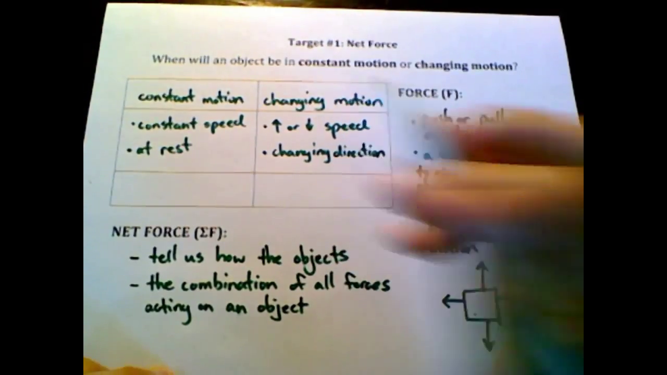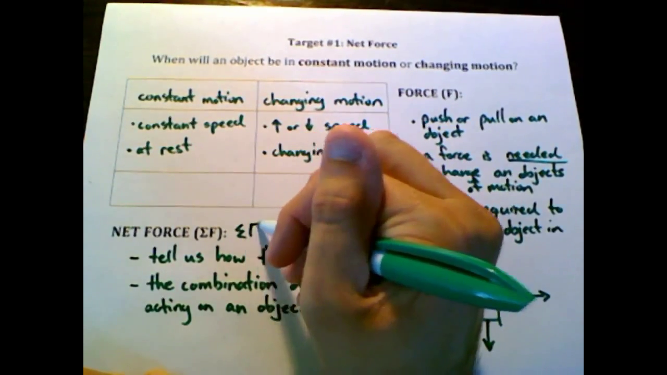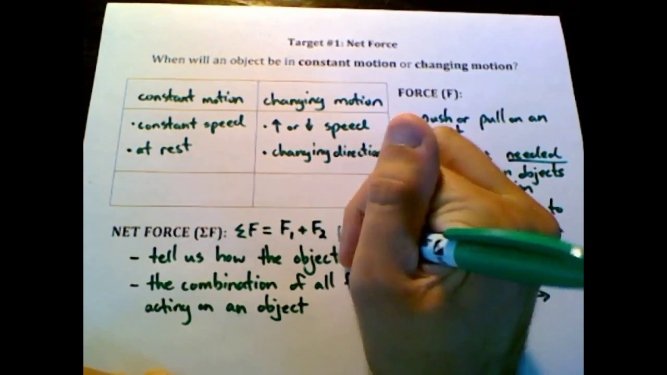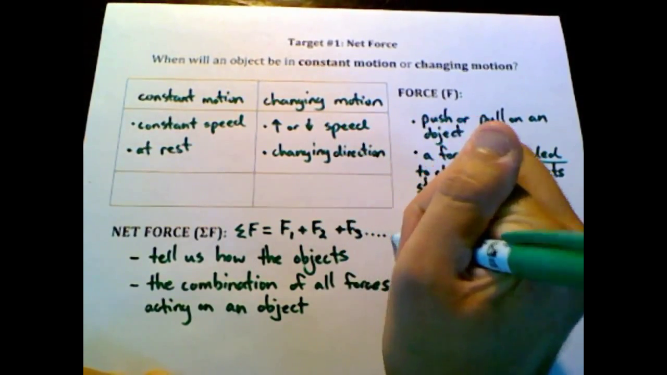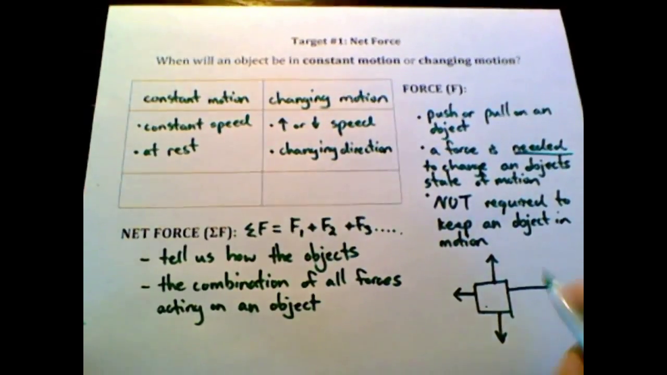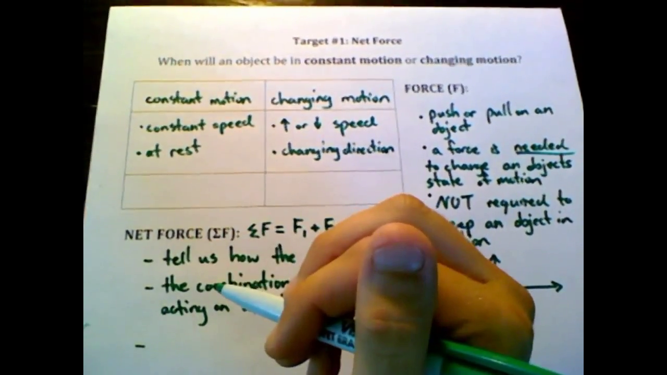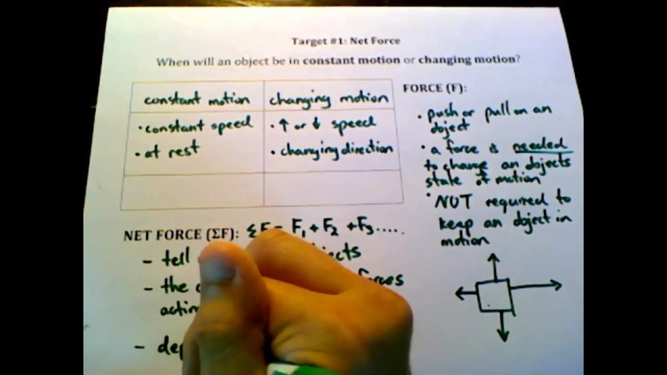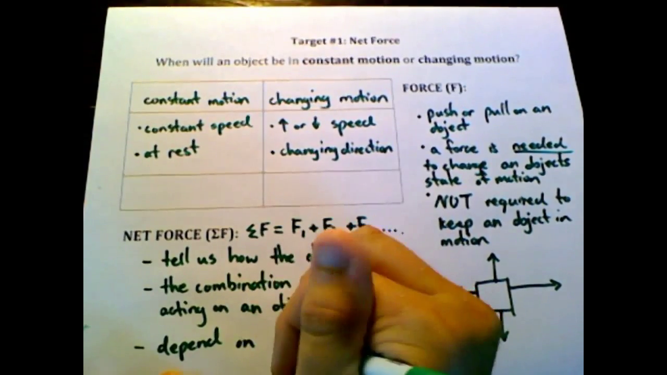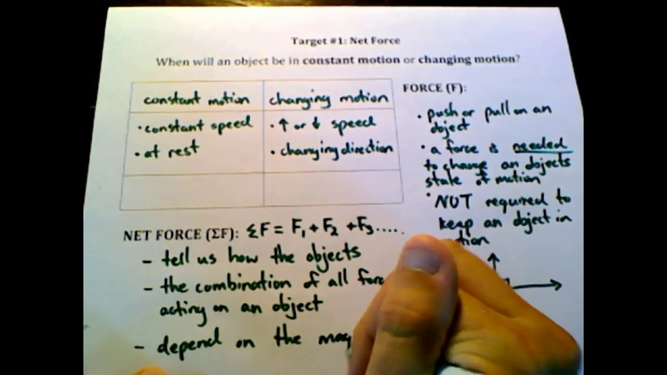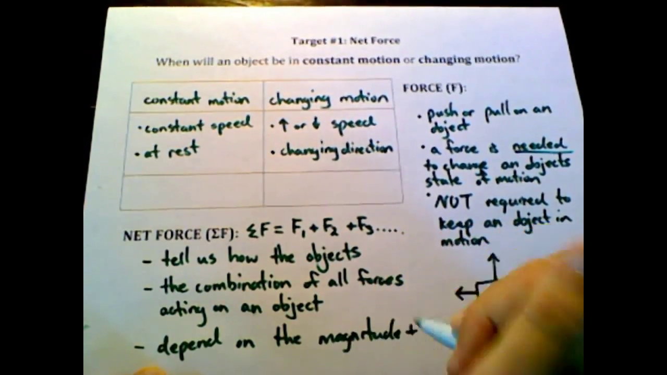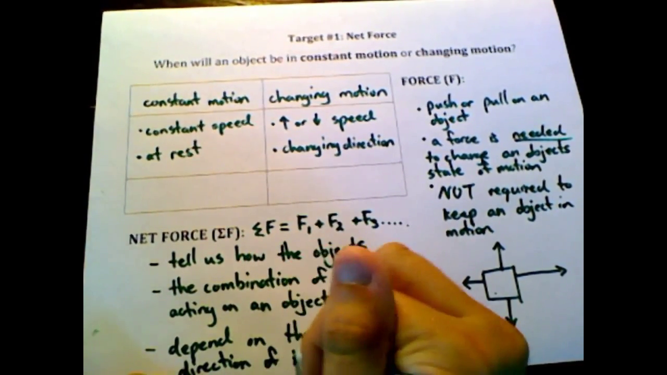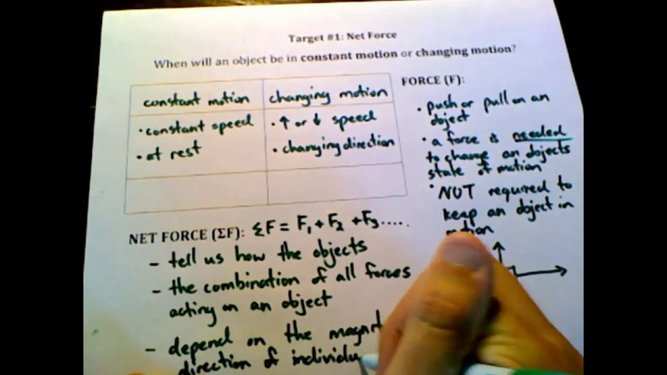A mathematical way of representing this is that our net force is equal to all the forces adding up, and they could continue if we have more forces present in our particular situation. An important thing to also recognize with net force is that it depends on the magnitude and direction of individual forces.